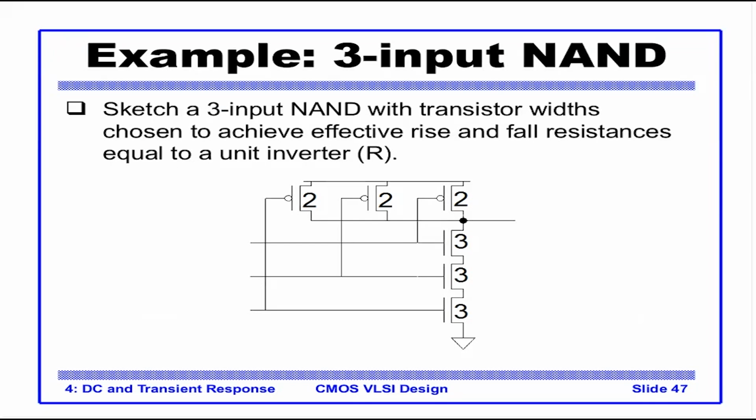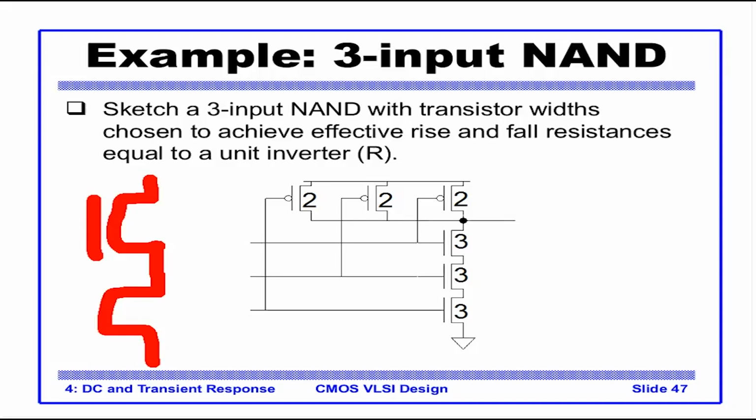I'll try to justify these numbers: the widths are written as 3, 3, 3 and 2, 2, 2. This technique can be applied to any static CMOS gate, and the widths can be calculated. So let's see a unit inverter. A unit inverter is nothing but a PMOS and an NMOS connected in series, with the PMOS here and the NMOS here. The widths are 2 and 1.